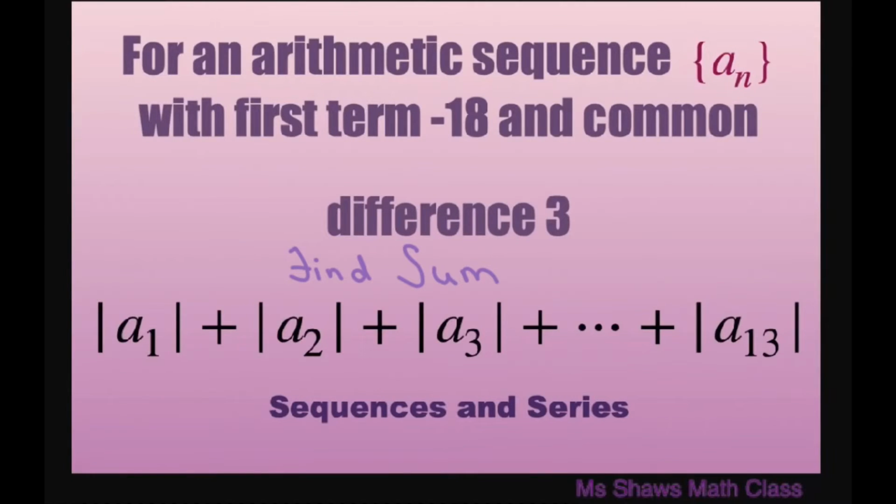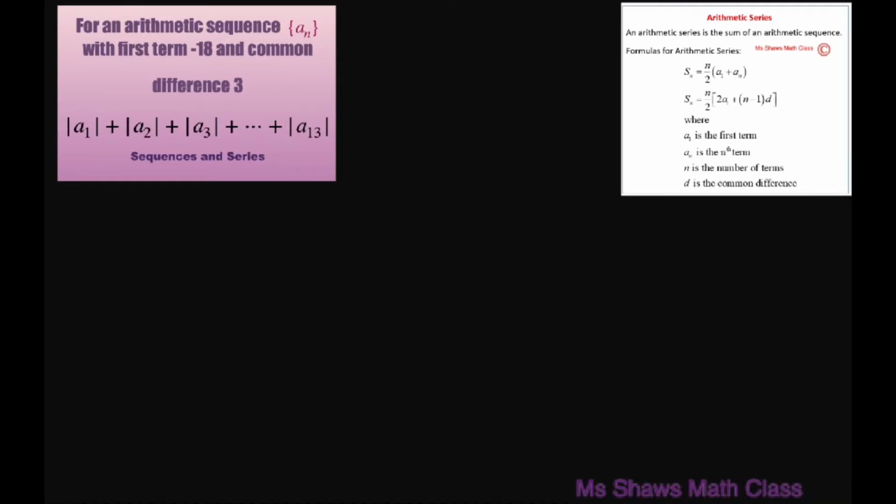Hi everyone. For an arithmetic sequence a sub n with the first term negative 18 and a common difference of 3, we're going to find the sum of this sequence here. So basically, let's see, we're going to find the sum. So we have 13 terms here. Let's first find the formula for this.